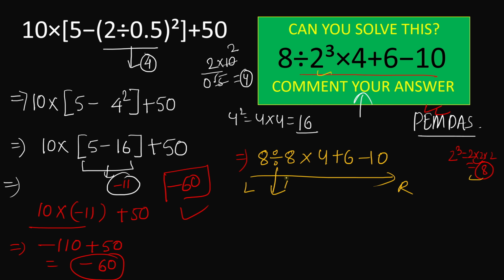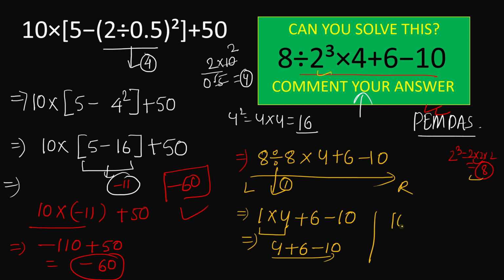8 divided by 8 will give the result 1 here, so we will write 1 times 4 plus 6 minus 10 here, and we will multiply this. 1 times 4 equals 4, plus 6 minus 10, and here left to right, 4 plus 6 equals 10, minus 10, and 10 minus 10 will give the result 0 here.